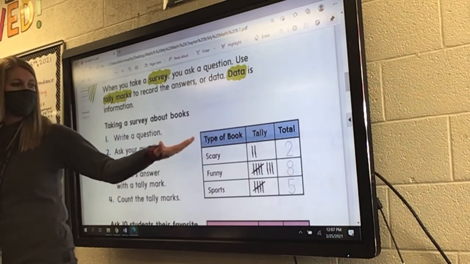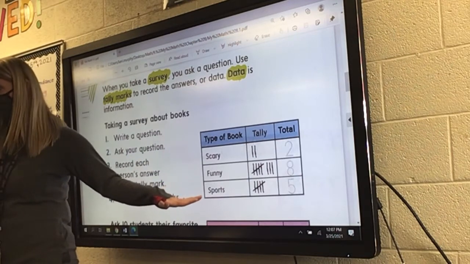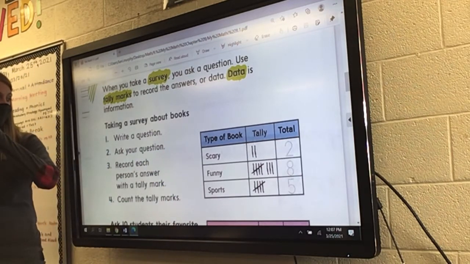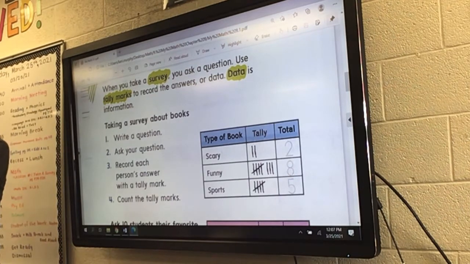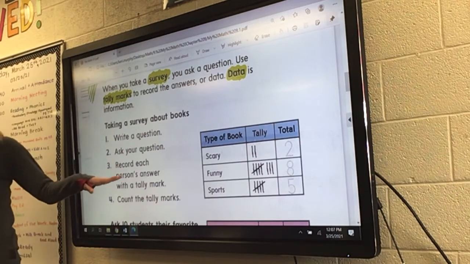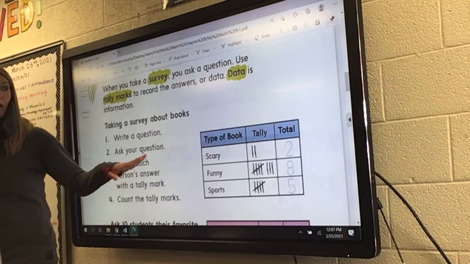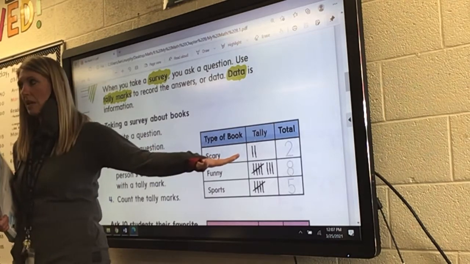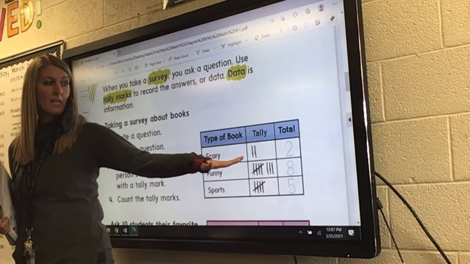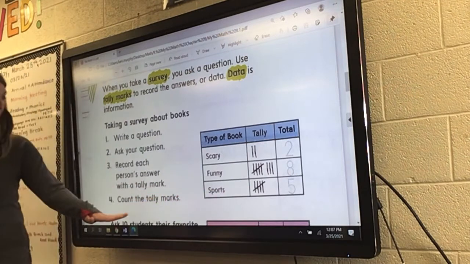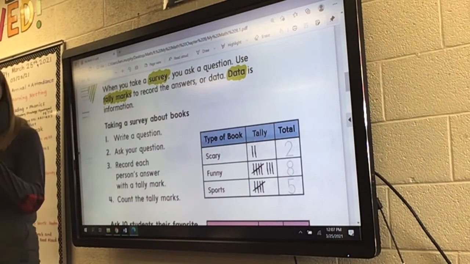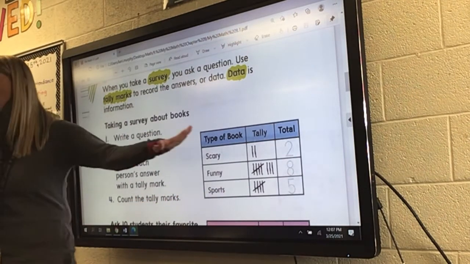So here's our choices: scary, funny, sports. Those are our three choices. So the first thing is I have to ask the question and then give them choices. The second thing is we need to record the person's answers with tally marks. Look over here. They recorded the scary ones, the funny, and the sports with tally marks. Then you're going to count the tally marks to get your total.